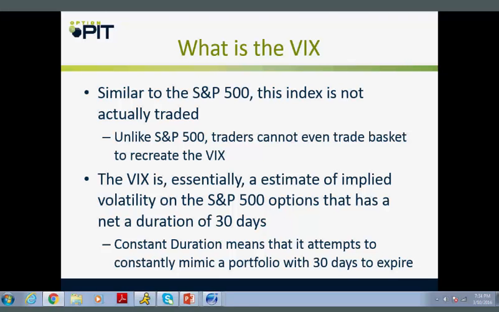All right, so the VIX has a constant duration of 30 days to expiration. That means that tomorrow, the VIX calculation is a 30-day to expiration calculation. Today, the VIX calculation was a 30-day to expiration VIX calculation. It's a big difference. It is always 30 days to expiration. It'll be 30 days to expiration in a month, in a year, in 5 years.